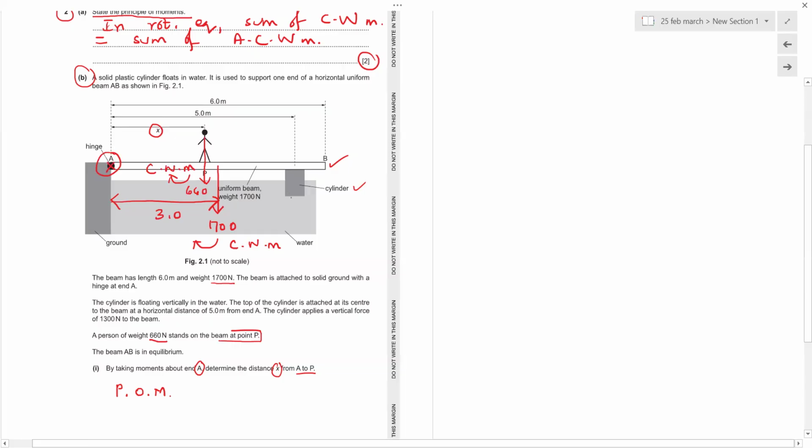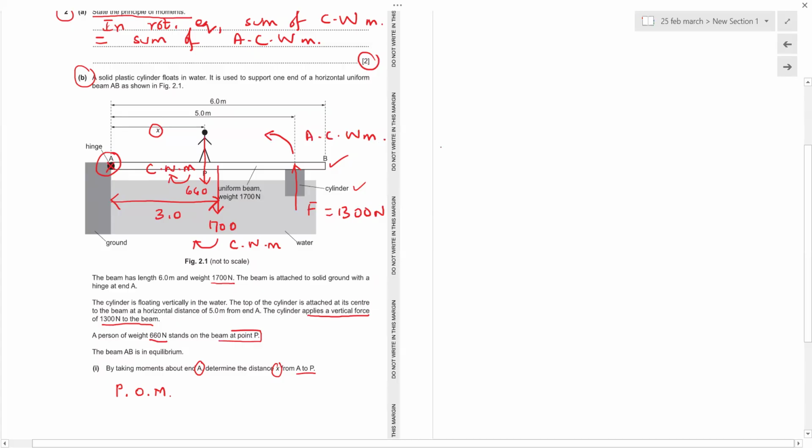What do we have besides this? The cylinder is floating. There is a force that the cylinder applies vertically, 1300 Newton. This cylinder applies a vertical force F of 1300 Newton. So the moment about A would be an anti-clockwise moment, right?